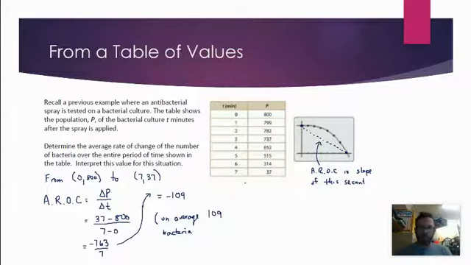So, on average, 109 bacteria die off each minute. So, you can always calculate a rate of change, even if you don't have a graph to calculate the slope. You literally use the ordered pairs. So nothing too crazy going on there. You can find a rate of change from a table.